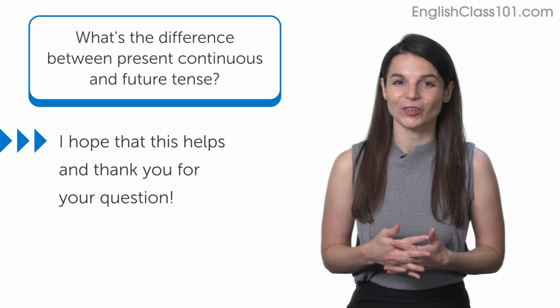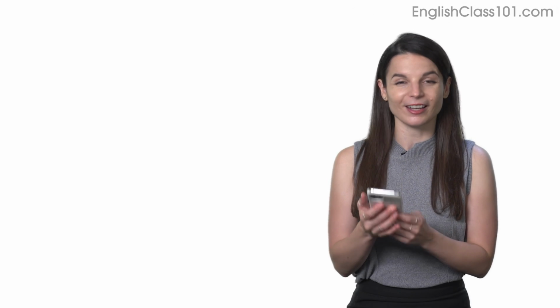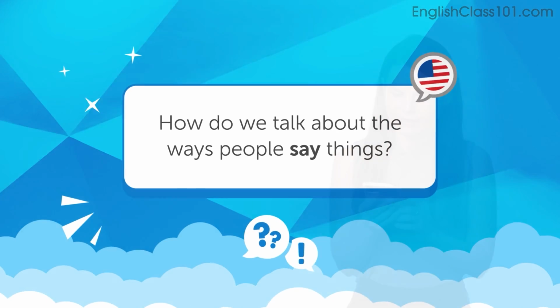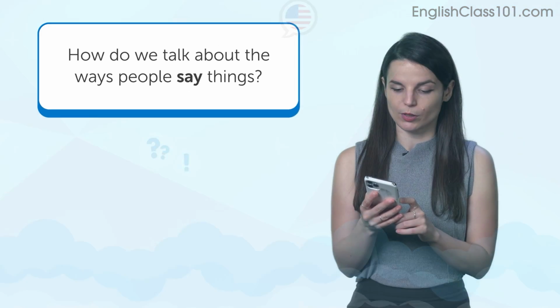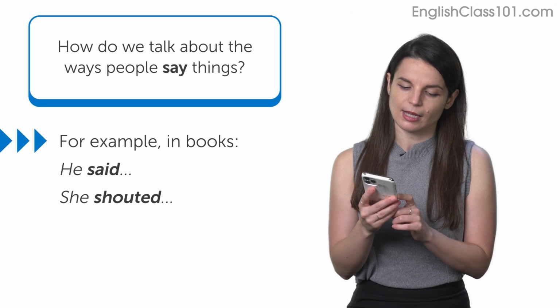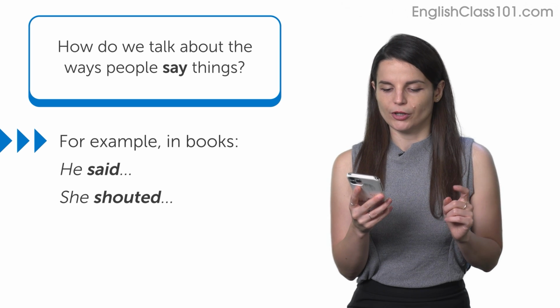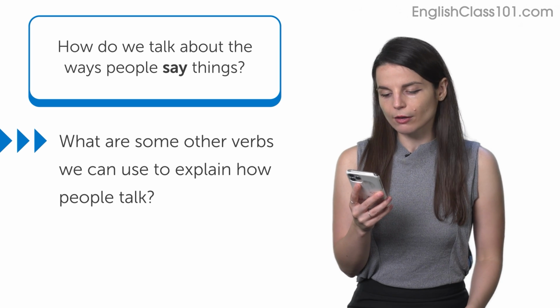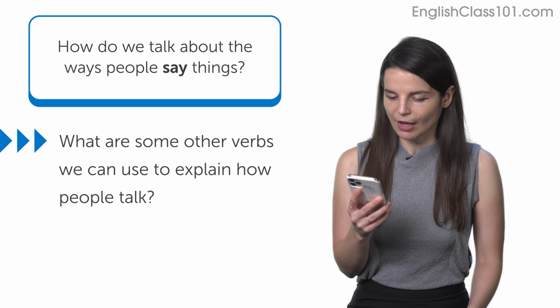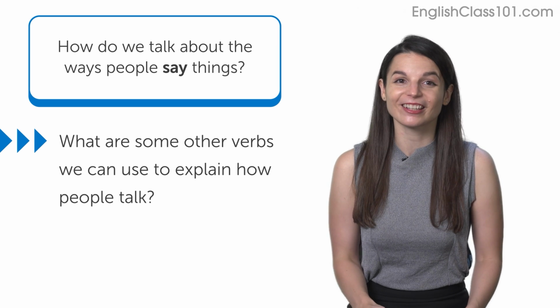I hope that this answers your question. Thanks very much. Okay, let's move on to our next question. Next question comes from Melissa. Hi, Melissa. Melissa says, how do we talk about the ways people say things? For example, in books, I see "he said" or "she shouted." Can we choose other verbs to explain how people talk? Thanks. Yeah, great question. Of course.